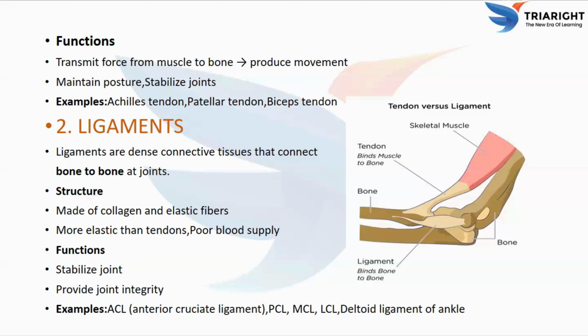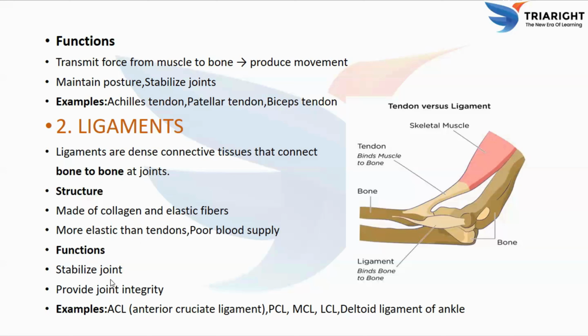So they keep the joint strong and aligned. They guide joint motion; they limit the direction and amount of the movement, for example, to prevent hyperextension. So what are the examples of the important ligaments? ACL, PCL, MCL, LCL, and the deltoid ligament of the ankle.